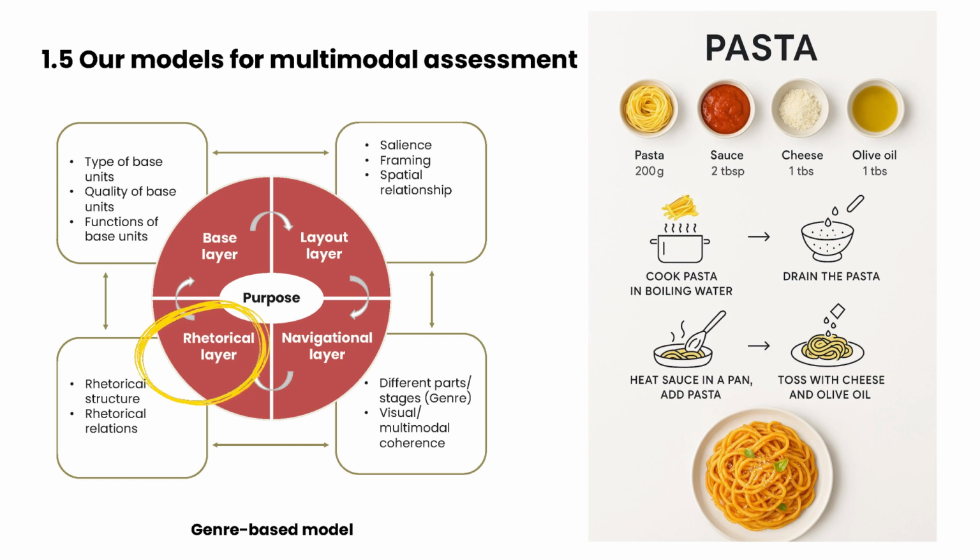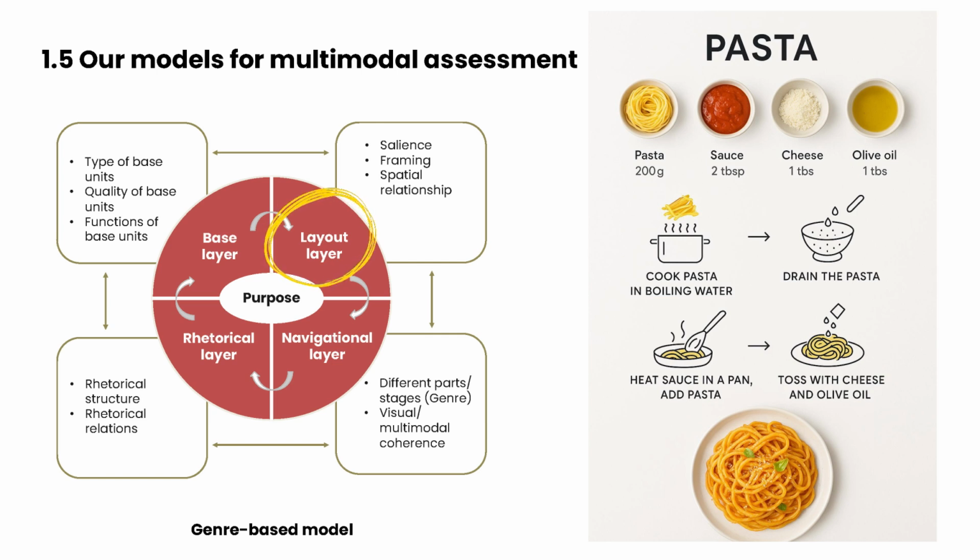The fourth component is rhetorical, which is about the relationship between modes. The linguistic and visual modes have a complementary relationship. The visuals illustrate the written instructions, making them easier to understand. For example, the image of boiling water corresponds to cook pasta in boiling water. The text elaborates on the visuals by providing specific details, like ingredient measurements and cooking actions. This combination enhances clarity and caters to both verbal and visual learners.